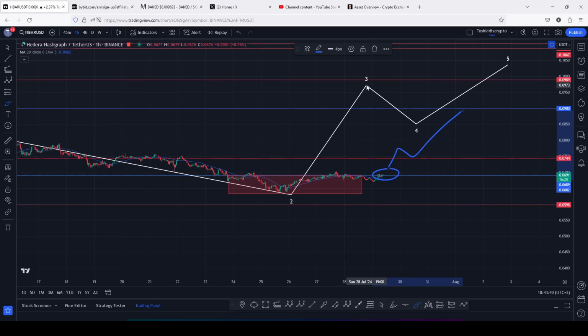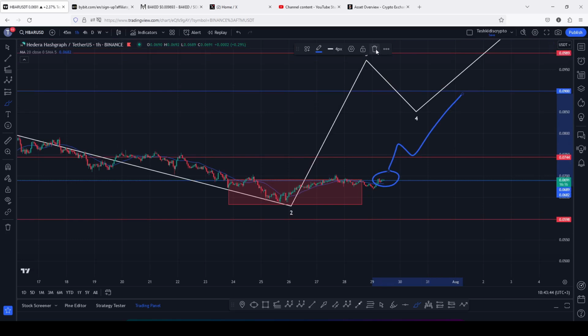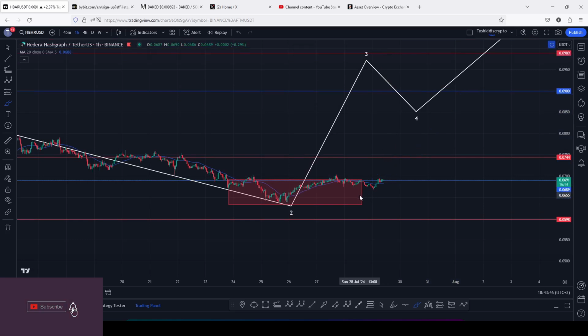expecting even higher prices to fully maximize our minimum target areas in this Elliott wave count 3 back above the 0.0973. And in case of any sudden pullbacks, then we need to continue seeing Hbar hold within this red target area that I have right here on the charts.